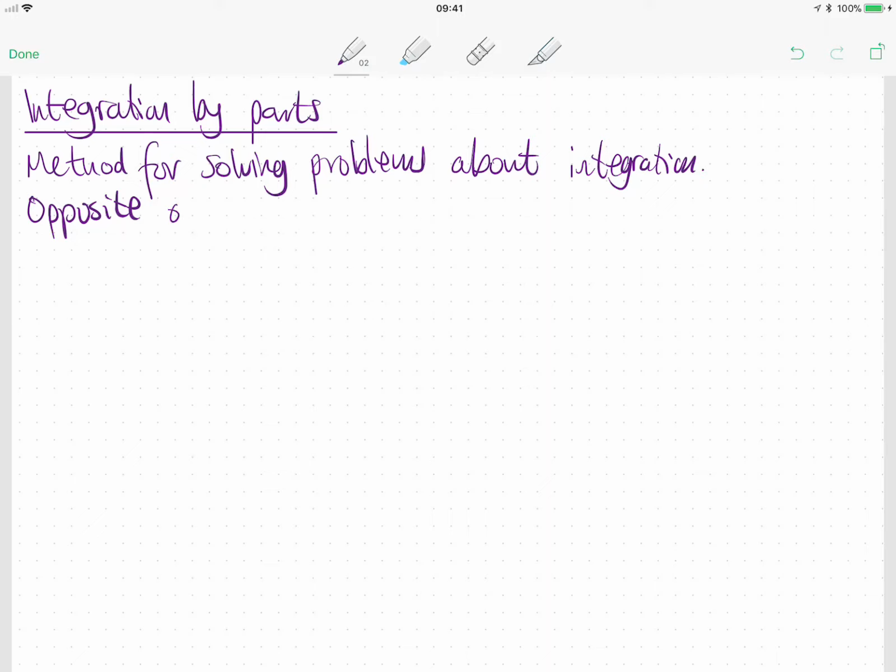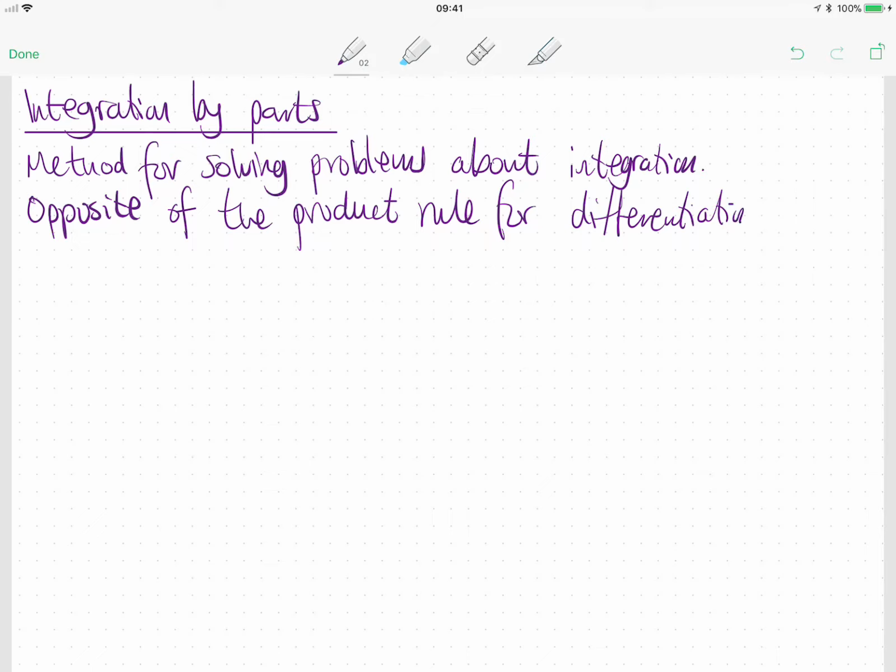And you can think about it as the opposite of the product rule for differentiation. Okay, so we know that differentiation and integration are opposite to each other, they reverse each other out. So if we take the product rule for differentiation and just integrate it, then we get a new equation, which is the parts formula. Okay, so let's derive it. So this video is going to be more theoretical, talking about where things come from and how to use them.